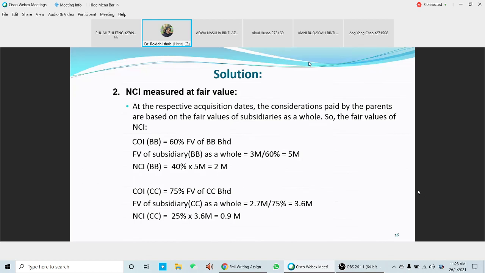Okay. So the same thing that we're going to use for the NCI at fair value, but this time we need to find the new value because we want to find the goodwill itself, because now we're going to have a goodwill for the NCI. Okay, so any questions that you have? Okay, I'm going to stop at this slide. So for the next class, we're going to continue with slide 26. We're going to continue with this one.